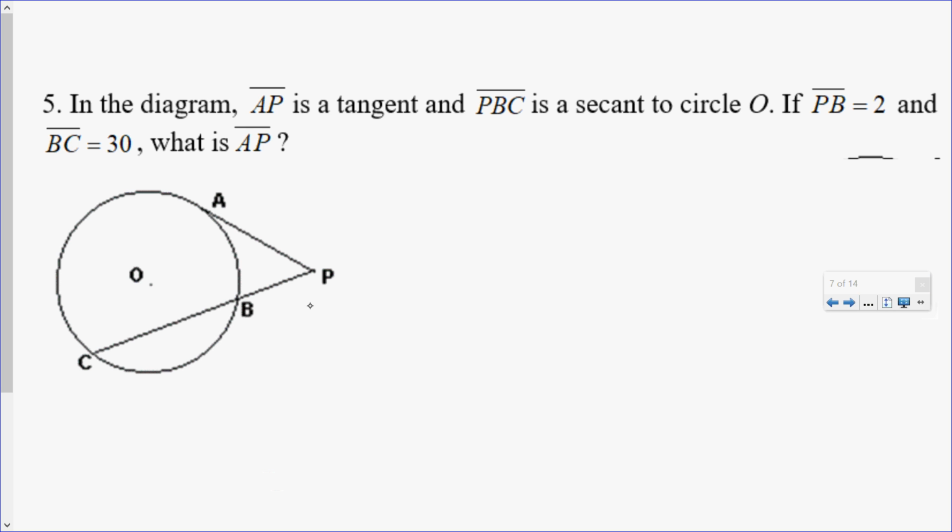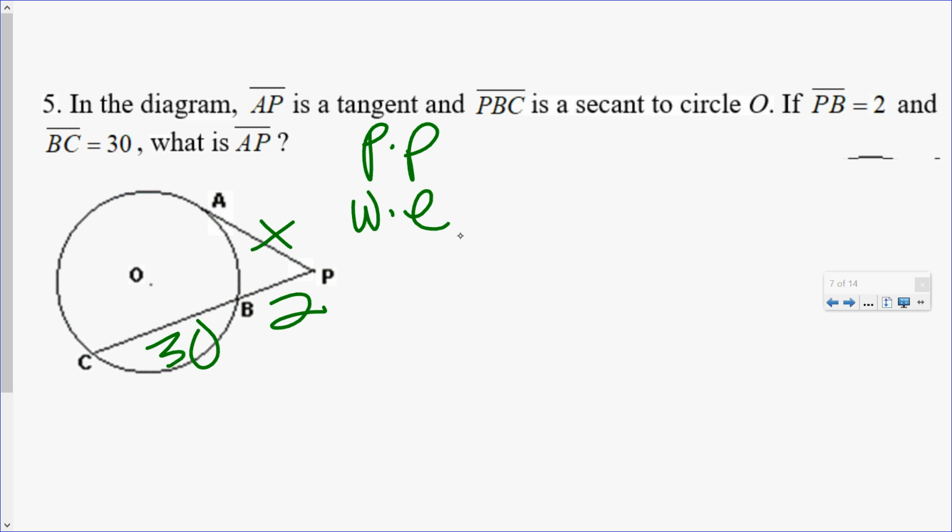PB is 2. BC is 30. What's AP? Arcs and angles are segments. Well, these are segments that are labeled here. My two segment rules are PP and WE. Is there an exterior piece? Yes, these are exterior pieces. So I'm using whole times exterior equals whole times exterior.